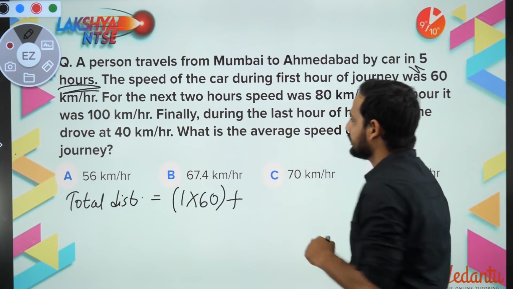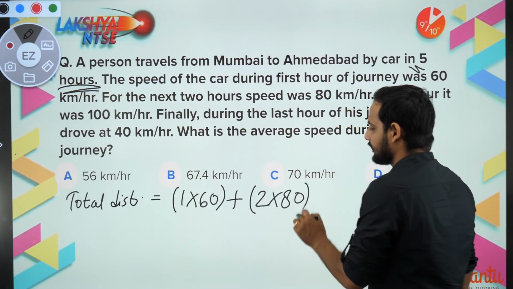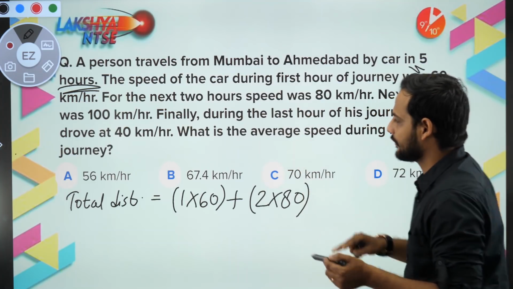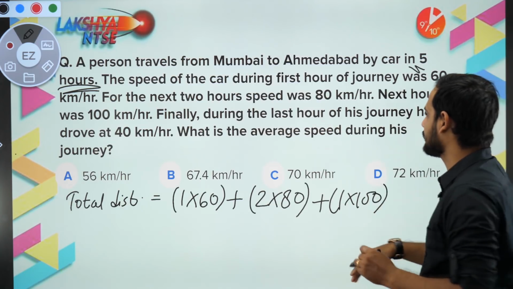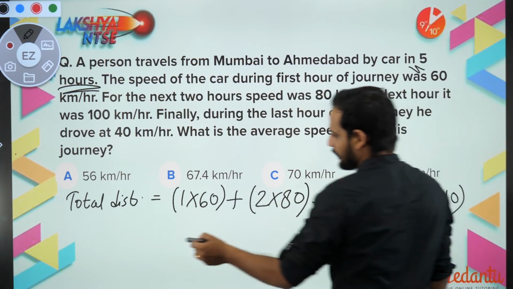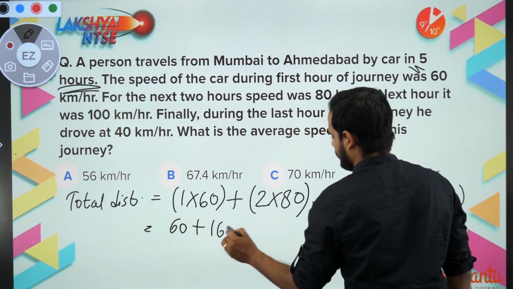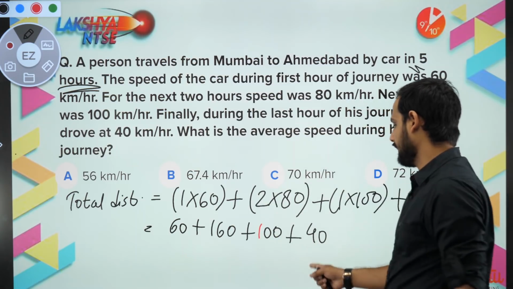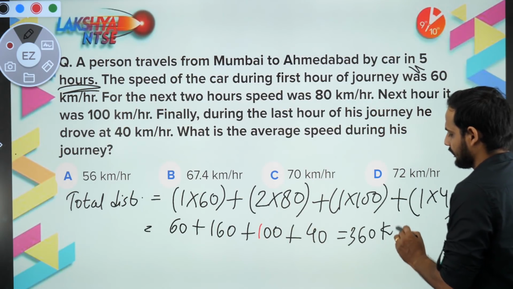Plus the next 2 hours speed was 80 km per hour. So 2 into 80 will be the distance traveled in the next 2 hours. How many hours have we counted? 3 hours. Then the next hour it was 100 km per hour, so 1 into 100. And during the last hour it was 40 km per hour, so plus 1 into 40. So what will be our total distance? Total distance covered will be 60 plus 160 plus 100 plus 40. So 100 plus 200 is 300, 360 km.